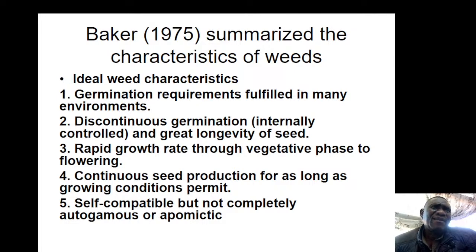Number 3, once the weed is germinated, there is rapid growth rate through the vegetative phase to flowering. These plants grow rapidly. It's one of the characteristics. The other one is continuous seed production, which is straightforward. For as long as growing conditions permit, you can have production of seeds.